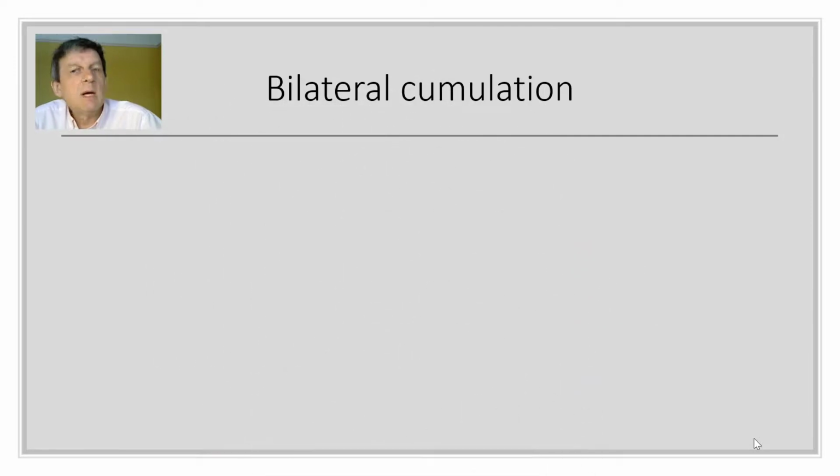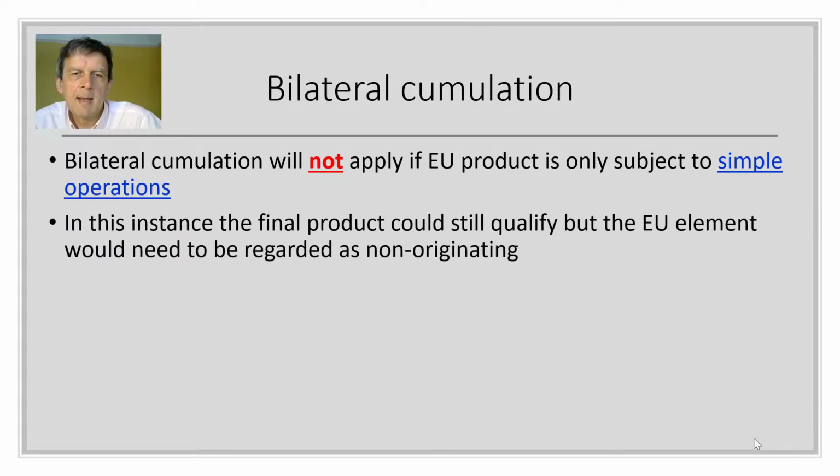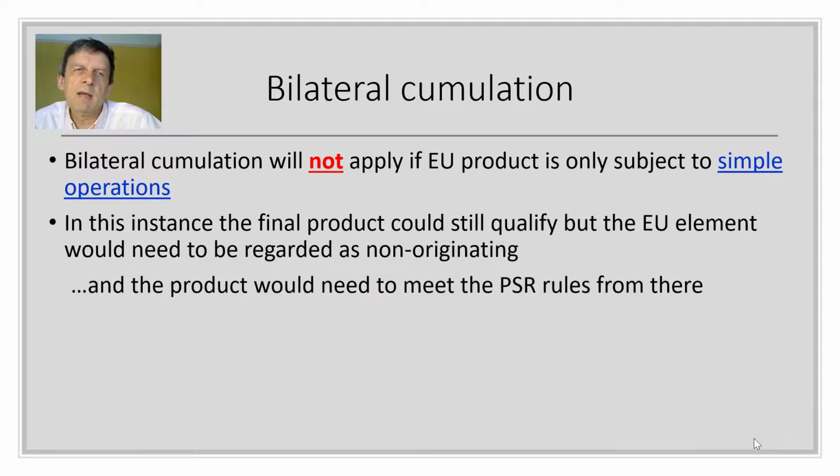Now let's see where it doesn't apply. Bilateral cumulation will not apply if the EU product is only subject to simple operations. And within the Trade and Cooperation Agreement, they list tons of simple operations. So we don't want to fall within there, because if we do, then we're not doing enough to the goods. So in this instance, the final product is not regarded as UK originating, but we might still be able to qualify if we met a product-specific rule.